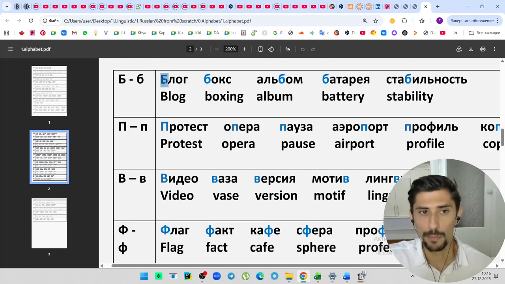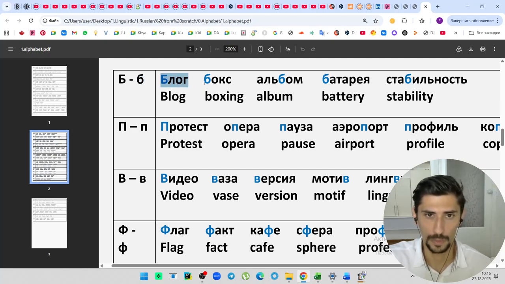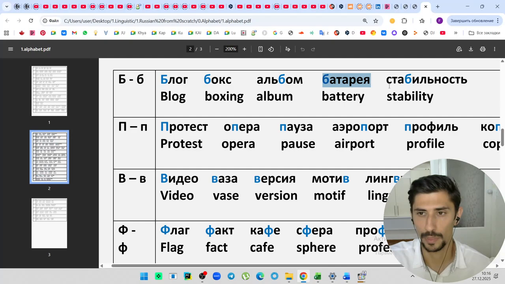Let's see the next example. This letter is pronounced like B. As you can see, the small letter looks like the number 6. Okay. Blog, box, альбом, батарея. Стабильность, as I said before, стабиль and ность. Стабиль, et. Instead of using et, sometimes we use ность. Стабильность.